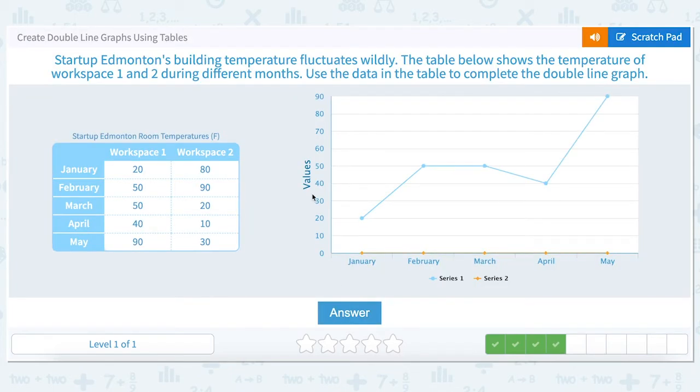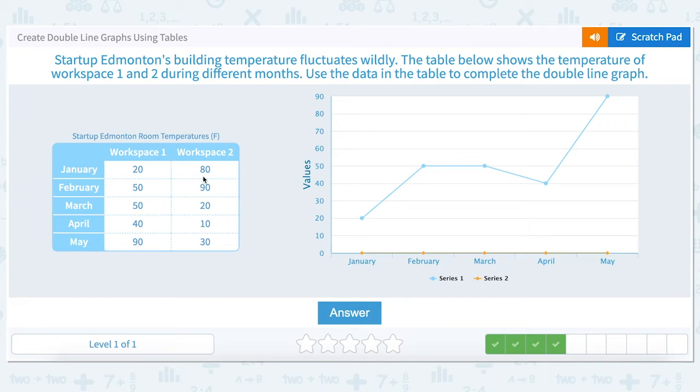Next question. Startup Edmonton's building temperature fluctuates wildly. The table below shows the temperature of Workspace 1 and Workspace 2 during different months. Use the data in the table to complete the double line graph. Workspace 1 has already been plotted on the graph. Workspace 2 has not. We need to look at all of the data points and plot them on the graph. Let's start with January.